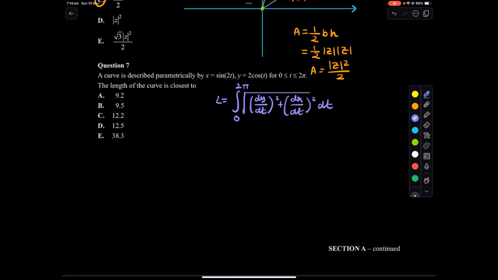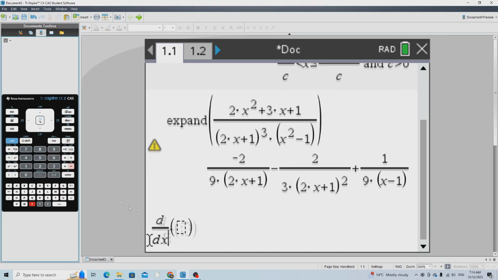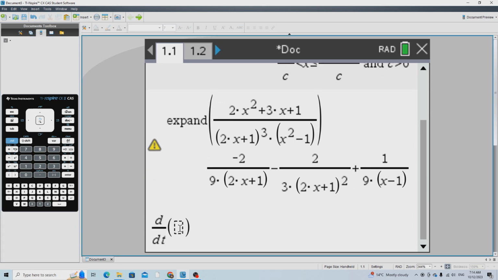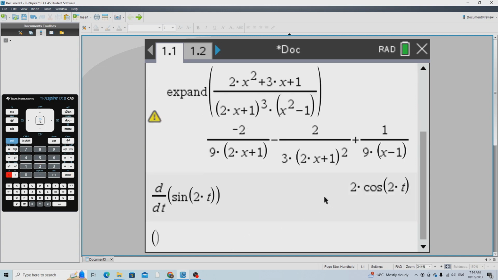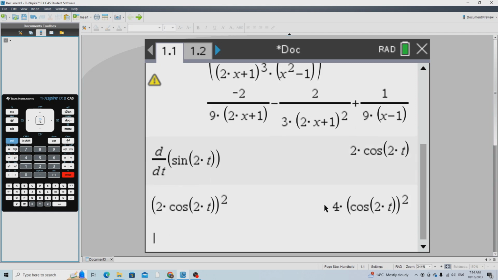So in this case, let's go on our calculator. And what we're saying is, if we find the derivative in terms of t for the x value, so dx/dt, it's just going to be sine of 2t. And it gives us this. And imagine squaring it. And it gives us this. Sorry, that's your dx/dt.